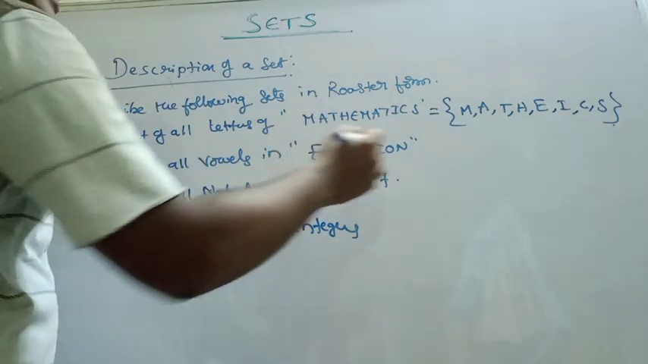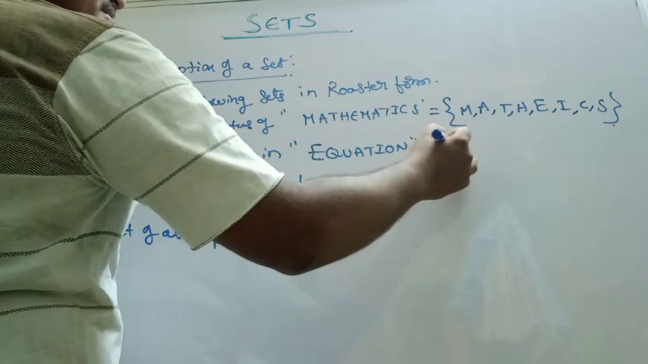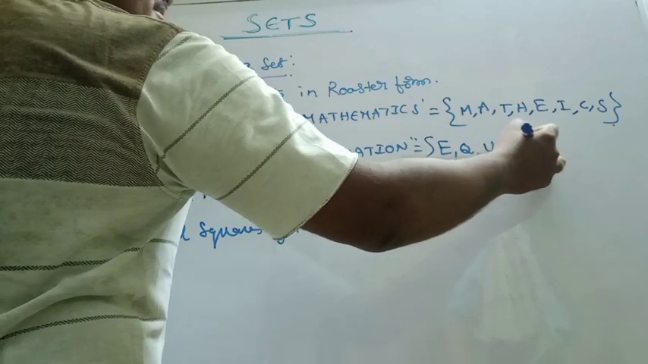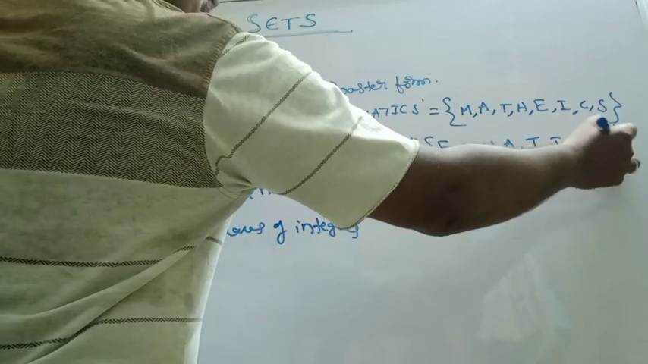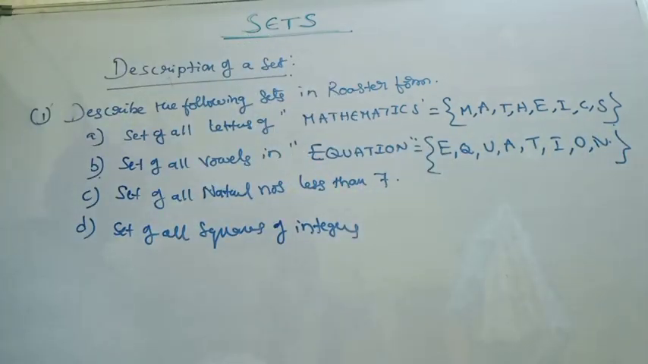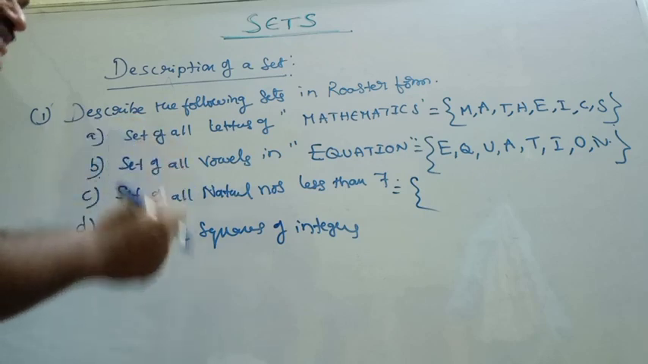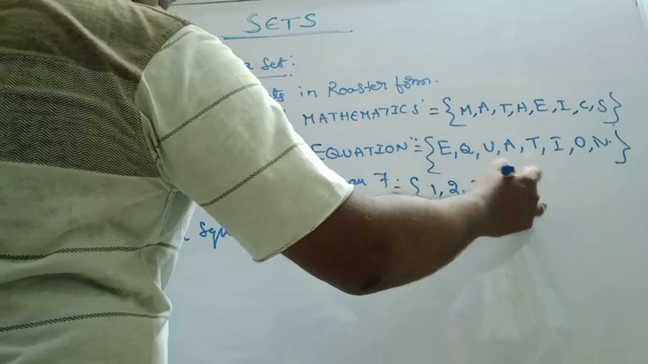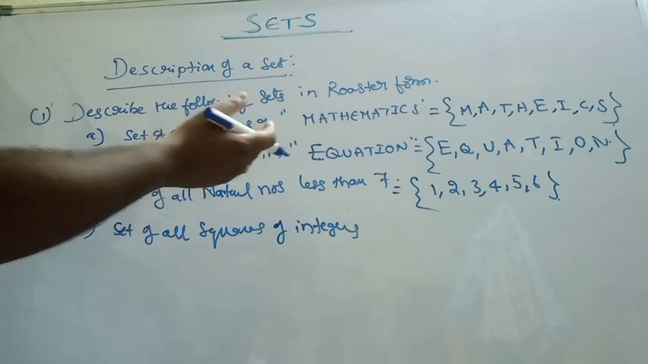Now the set of all vowels in the word equation: E, Q, U, A, T, I, O, N. I think all these letters are different, that's why every letter is taken into consideration. Now this is the set of all natural numbers less than 7. That means 1, 2, 3, 4, 5, 6. These are the natural numbers less than 7. Like this we will represent them.